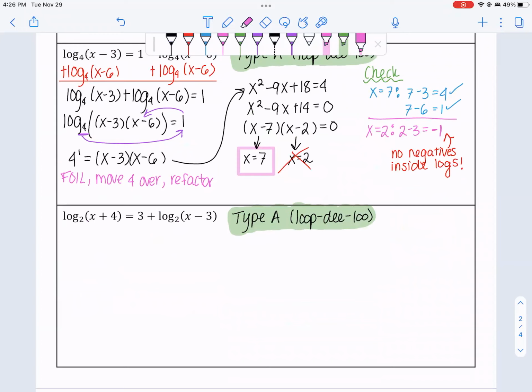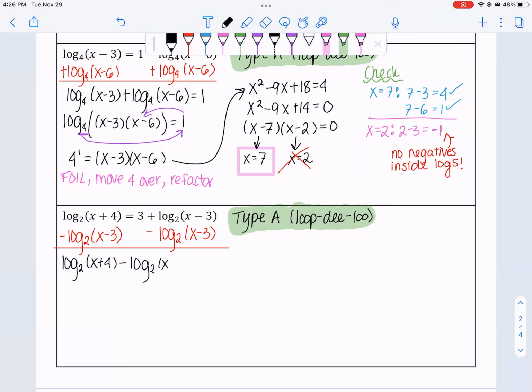Let's look at another one. This, again, is a type A because we have this freestanding 3 here. So I'm going to need to combine my logs together before I can do my loop-de-loop. So I have log base 2 of x plus 4 minus log base 2 of x minus 3 equal to 3.